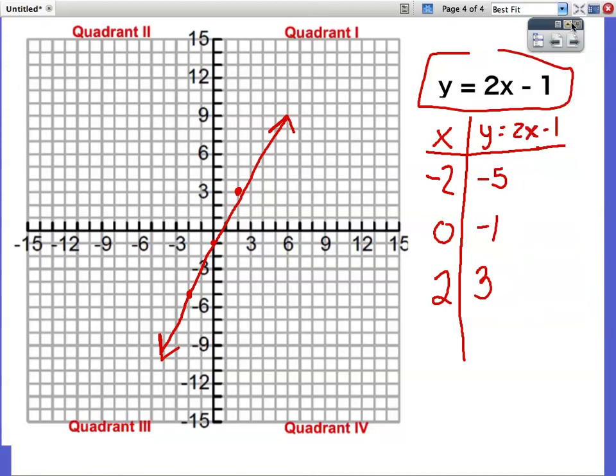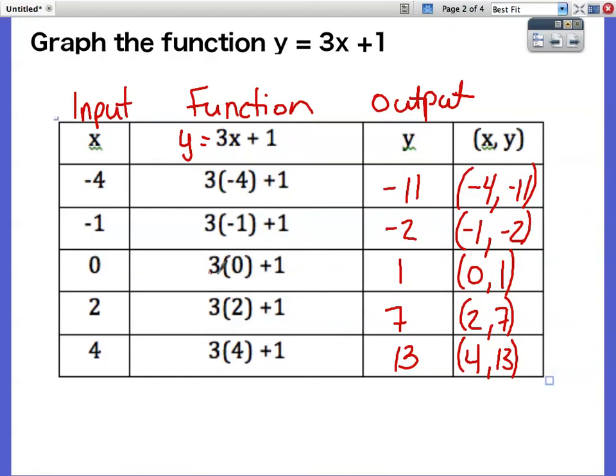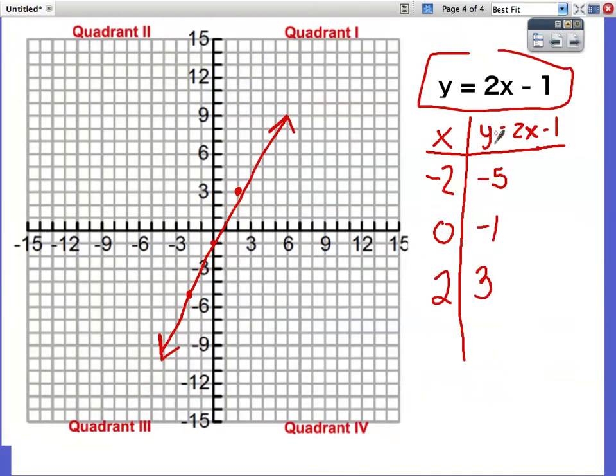All right? The reason I do the table like this is because it saves so much time. I don't have to draw all this stuff out. I don't have to write all this out this way. This is at a bare minimum what I want to see. Okay? Bare minimum what I want to see.